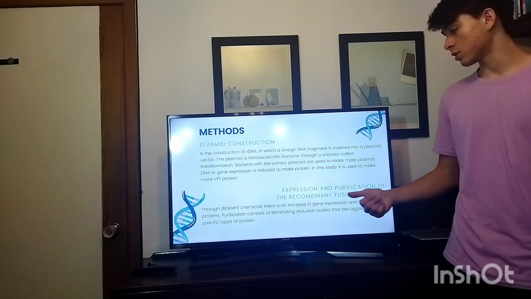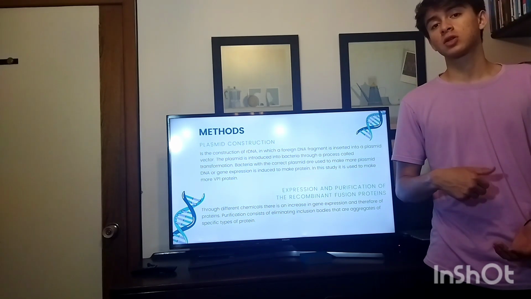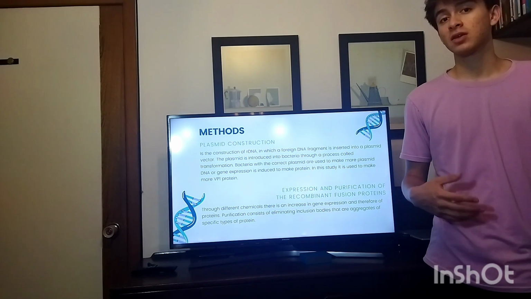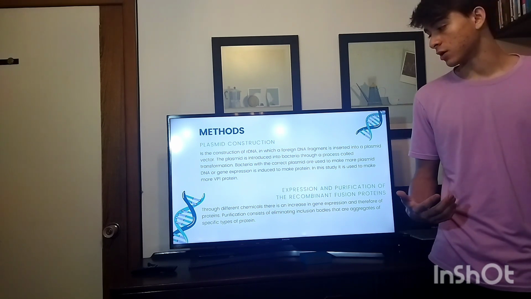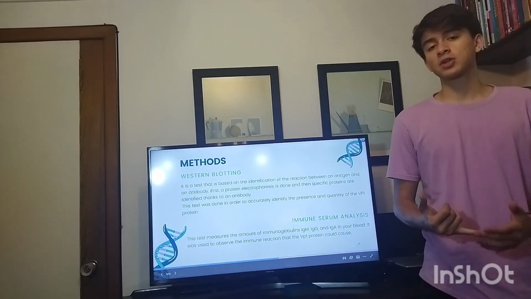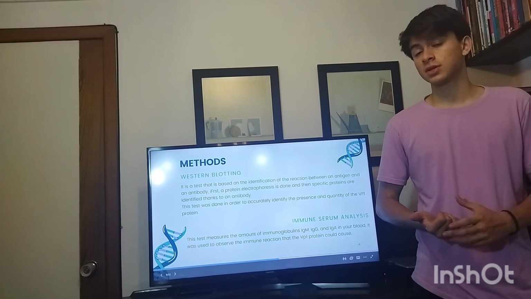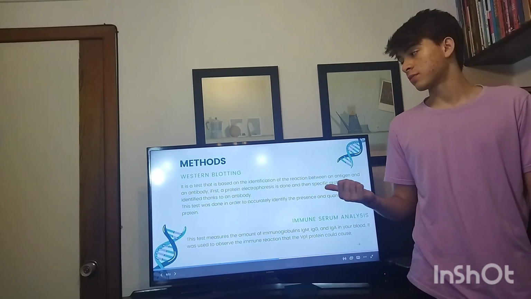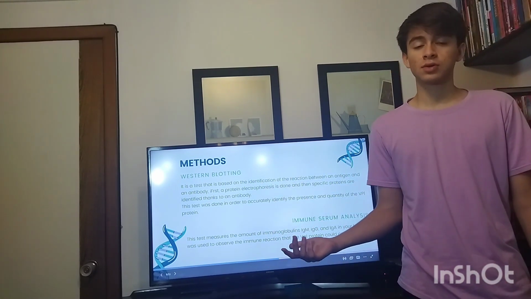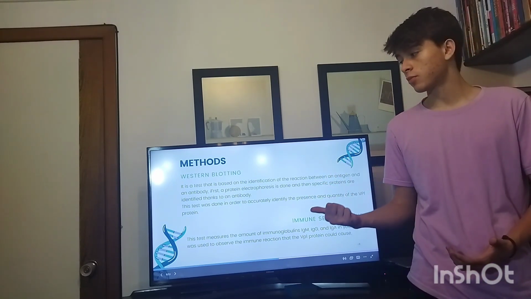The expression and purification of the recombinant fusion proteins is that through different chemicals like IPTG, they induce the expression of proteins, and when these proteins are expressed, they need to purify it by ultrasound because they need to eliminate the inclusion bodies. Western blotting is a test based on the reaction between an antibody and an antigen. First, protein electrophoresis is done, and then specific proteins are identified by an antibody. This test was used to identify the presence and quantity of the BP1 protein.